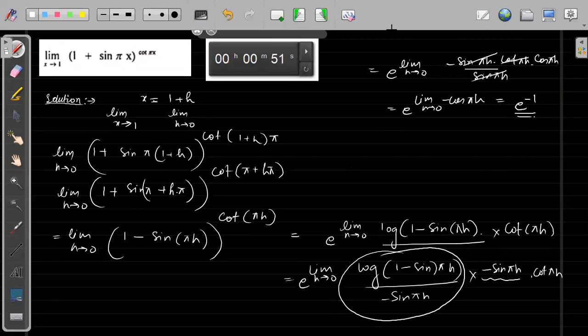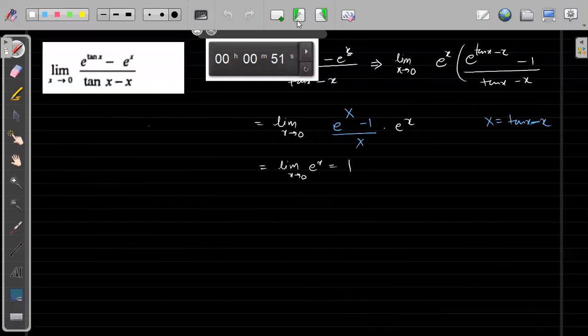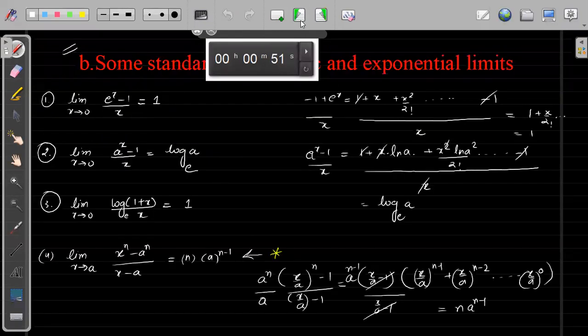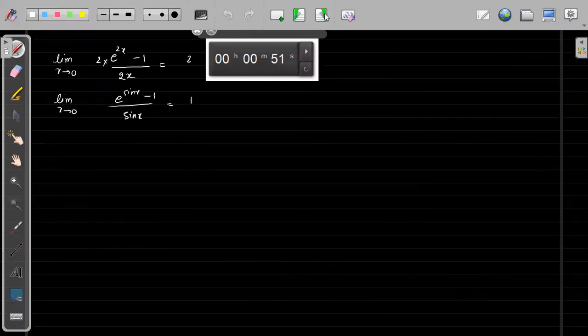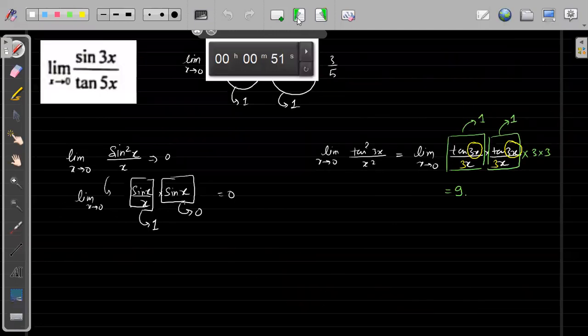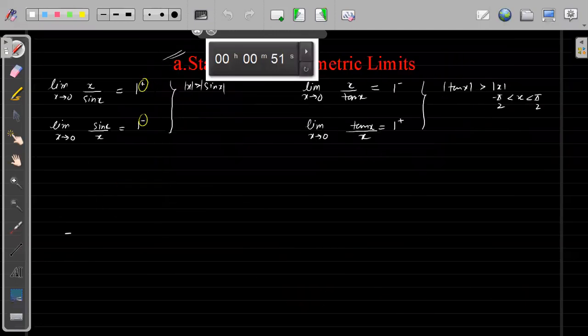Understood? Fine. So today what we have seen are a few standard forms. We'll discuss the question once again in the next class. Remember, these are the standard forms. Just solve as many questions as you can on these standard forms. First is this one, second is this one, and f(x) to the power g(x), and the other form was simple. You have the trigonometric form, which was very simple, which we have already seen.